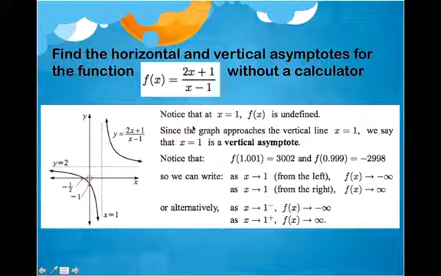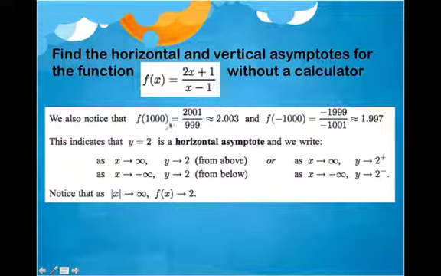Well, what we can do is substitute some large numbers in, both positive and negative, and see what numbers result. And if we keep on writing bigger numbers, we see that they both get closer and closer to 2. So our horizontal asymptote is y equals 2.